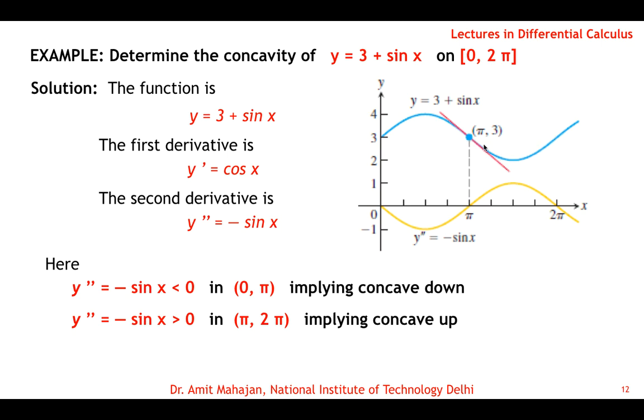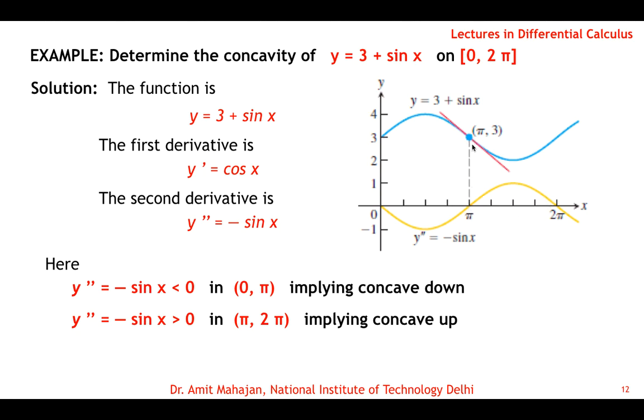Okay, so it is concave up. You can also see that we have plotted the second derivative function, minus sine x, here, which tells us that between 0 and pi the second derivative values are negative, below the axis, and from pi to 2 pi the second derivative values are positive, above the axis. So the second derivative is negative for all x in 0 to pi and positive for all x in pi to 2 pi.